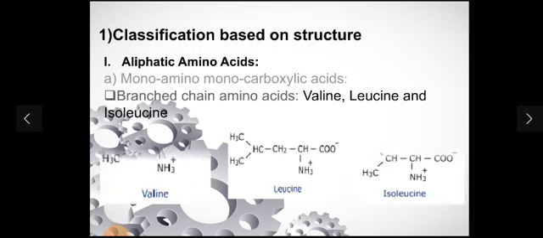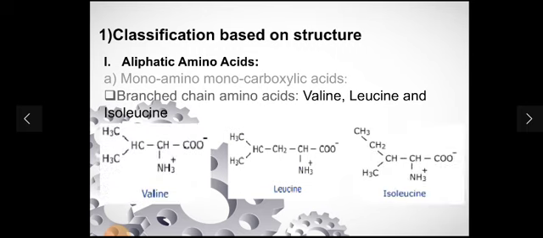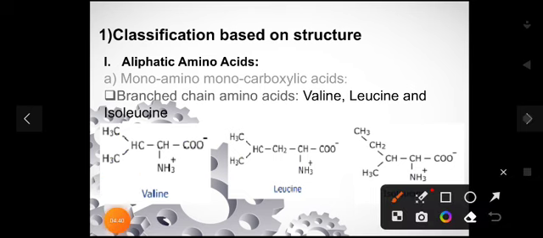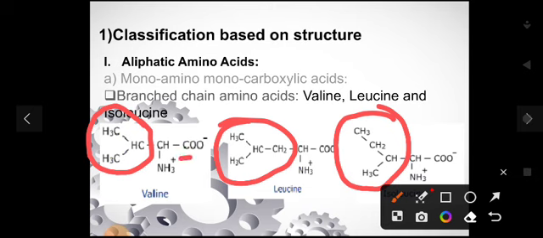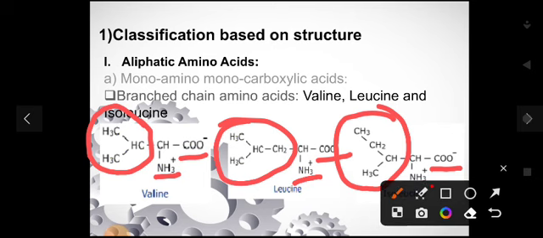Now, remember we also mentioned that we have the branched chain amino acids, and we say valine. Look at the R group, it is branched. Look at this one, the leucine is branched. The isoleucine is also branched. And if you look at it very well, you will still see you have a monocarboxylic acid and a monoamino group in each and every one of them.